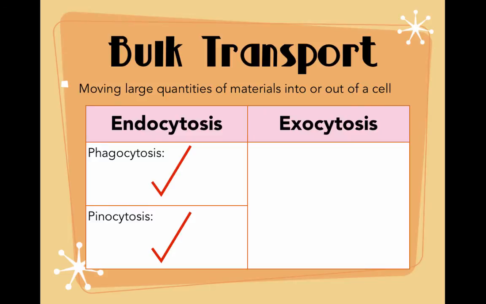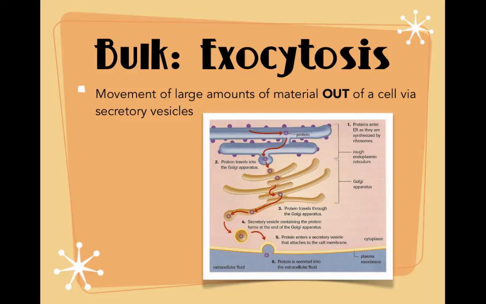And then now moving on to exocytosis. The last type of bulk transport is exocytosis, and that is the movement of large amounts of material out of the cell through secretory vesicles. You can pause the video if you want to draw that diagram into your notes.